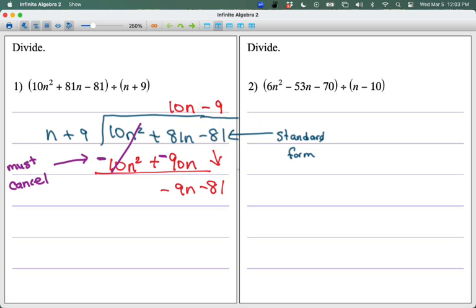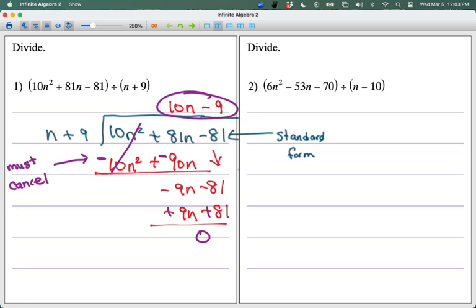We now distribute. I'll have negative 81 and negative 9n. We will now subtract. Subtracting just means changing the sign. We will get a 0 for our answer. This week, as you're doing them, all of these will have a 0 remainder. And our answer is 10n minus 9.